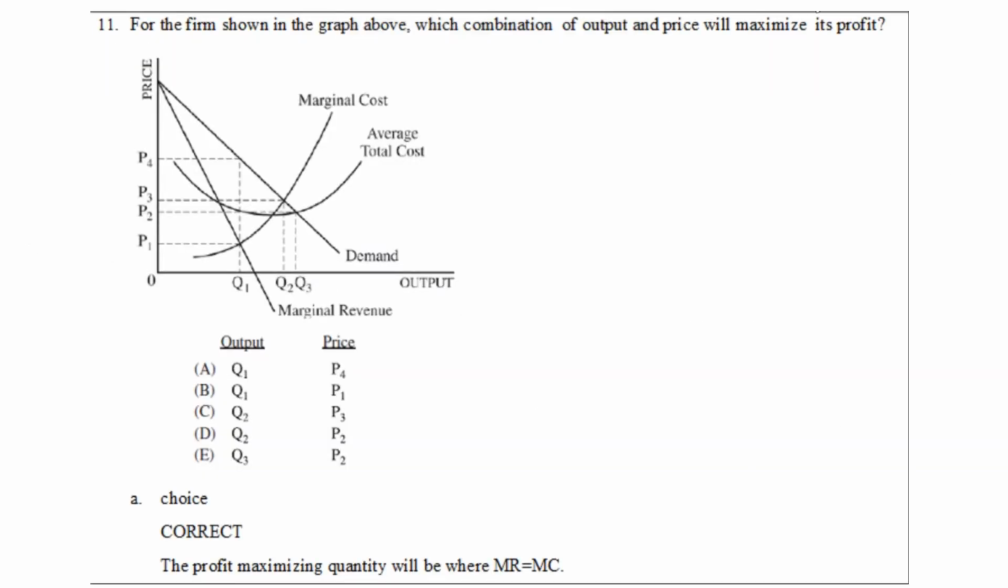For the firm shown in the graph above, which combination of output and price will maximize its profit? Well, just looking at this diagram here, Q1 is the profit maximizing output, and the price would be P4. The correct answer is A. This is because the profit maximizing quantity will be where marginal revenue equals marginal cost.